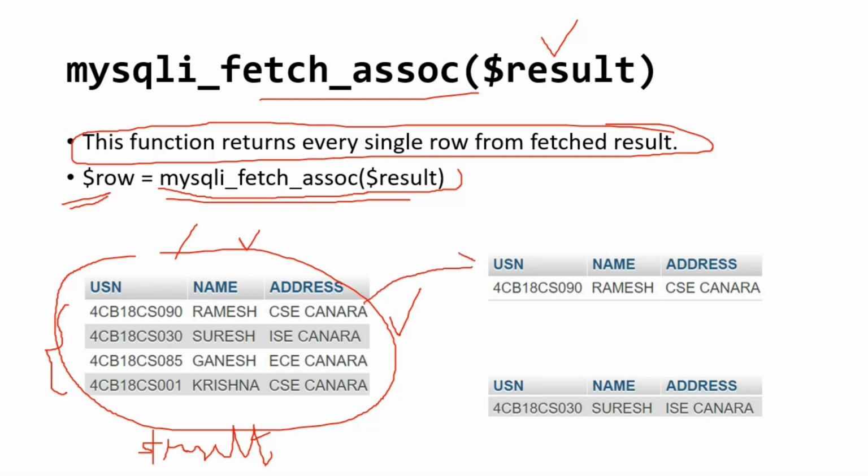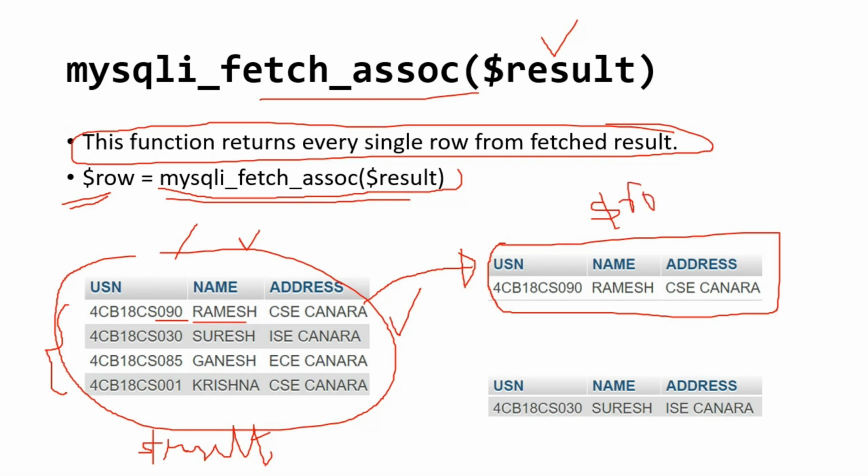Here you can see it gives the first row. What is the first row? That is Ramesh with USN 90. This is the first row, and that is nothing but $row. This is the variable $row, because I have used $row equal to the MySQL function. Now what is $row? $row is a kind of array, you can say a kind of dictionary data type, where we have a key and a value.